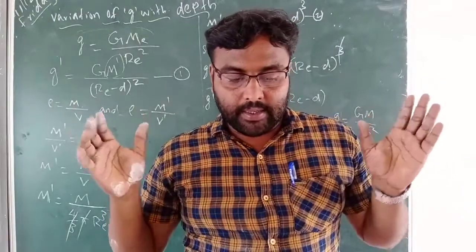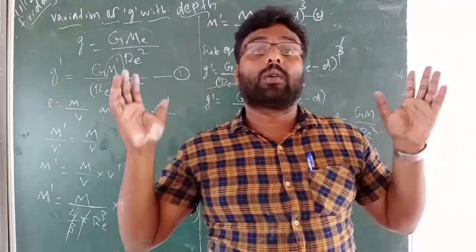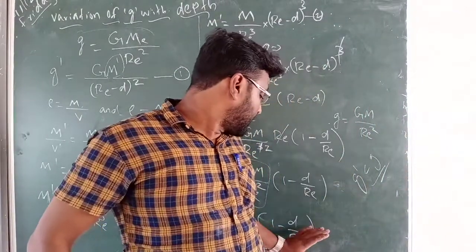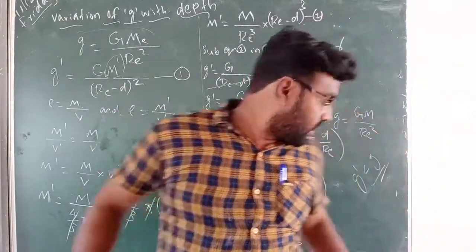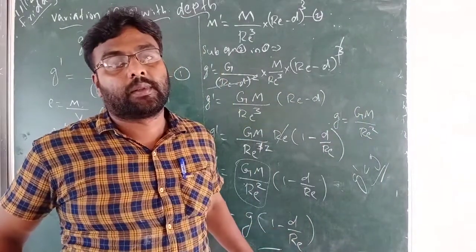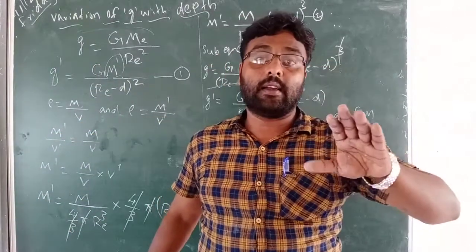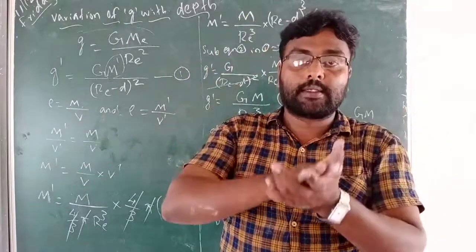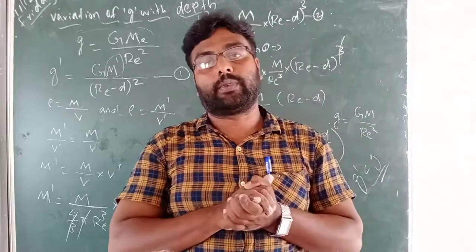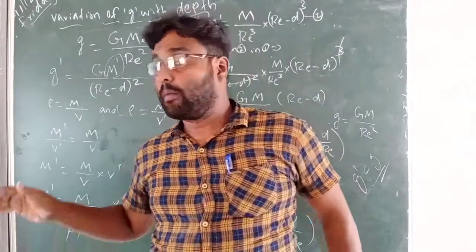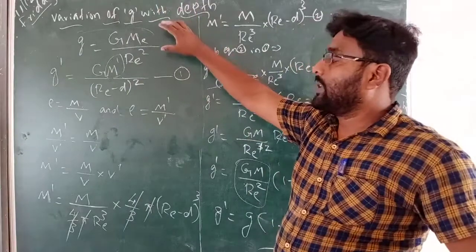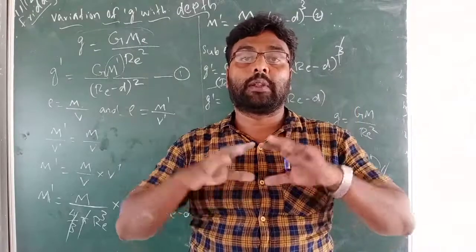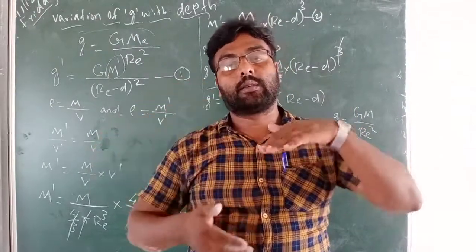So acceleration due to gravity is maximum on the surface of the earth, but decreases here also, and there also it decreased. There we got 1 minus 2 h by r e. So it decreased when we compare this g value with the surface of the earth. Again remember this, this is a basic expression. For variation of g with depth, you have to remember mining, digging the earth and going inside.